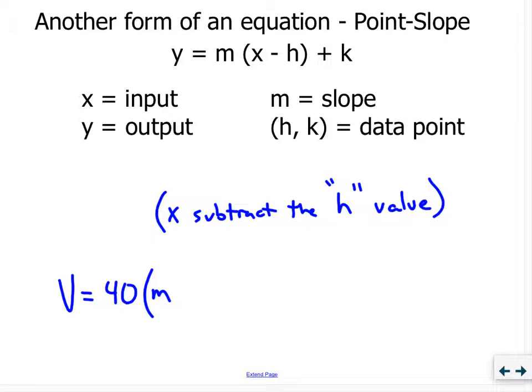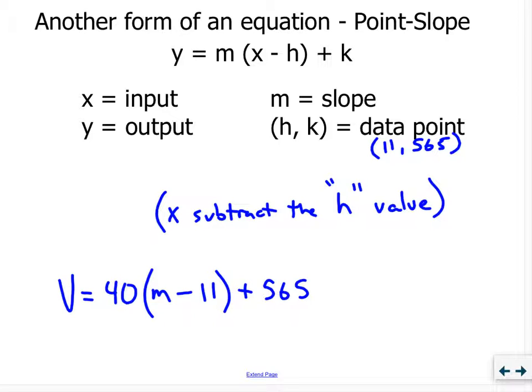And I have a data point. My data point in this case is 11, 565. So that tells me that after 11 months, I have $565. So in my equation, I'm going to go m subtract 11. And then to that, I'm going to add 565. So notice how I substituted in my slope and my point. That's why it's called the point slope form.